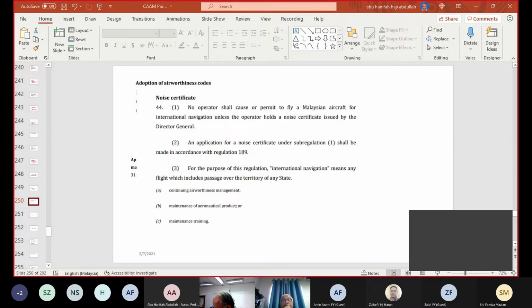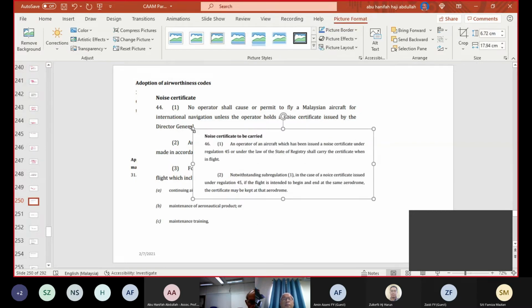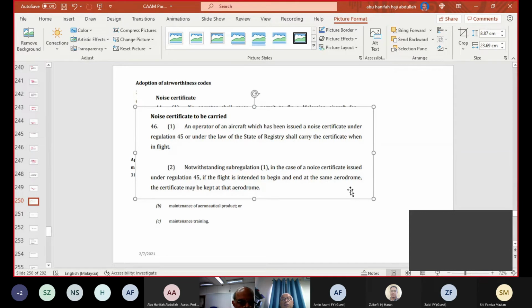So, 46 is noise certificate to be carried. An operator of an aircraft which has been issued a noise certificate under Regulation 45 under the law of the state of registry shall carry the certificate when in flight. Notwithstanding Regulation 1, in the case of a noise certificate issued under Regulation 45, if the flight is intended to begin and end at the same aerodrome, the certificate may be kept at the aerodrome.